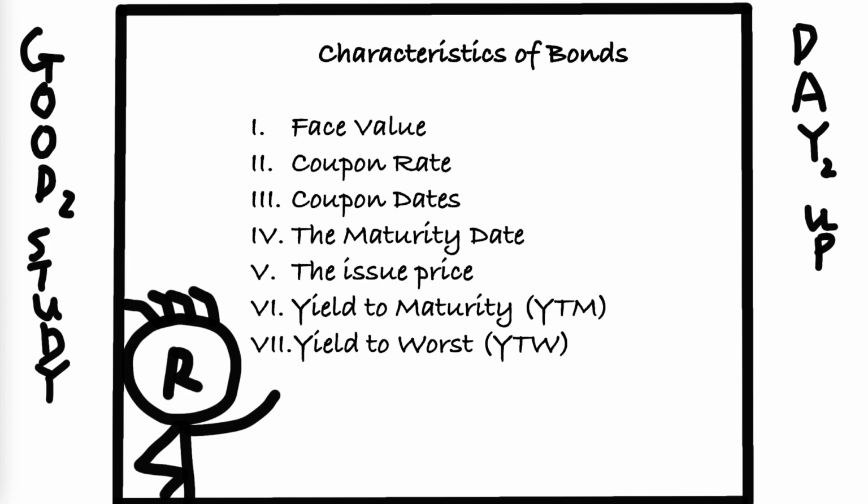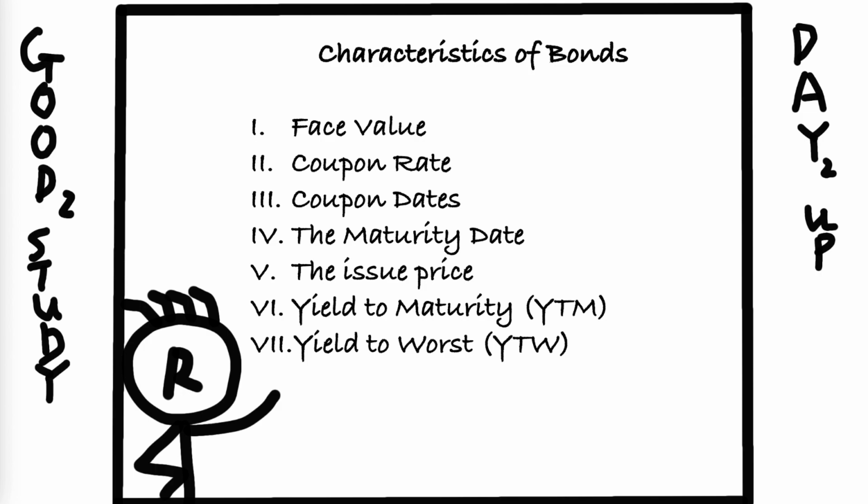There are a few key characteristics that we need to know about bonds. First is the face value. Face value is the principal of the bond. Second, the coupon rate determines how much coupon you get paid from the borrower. Thirdly, coupon dates, which are the dates that you get paid. Fourth, the maturity date is when the borrower has to pay you back the principal, which is the face value, plus whatever interest accrued on that bond.